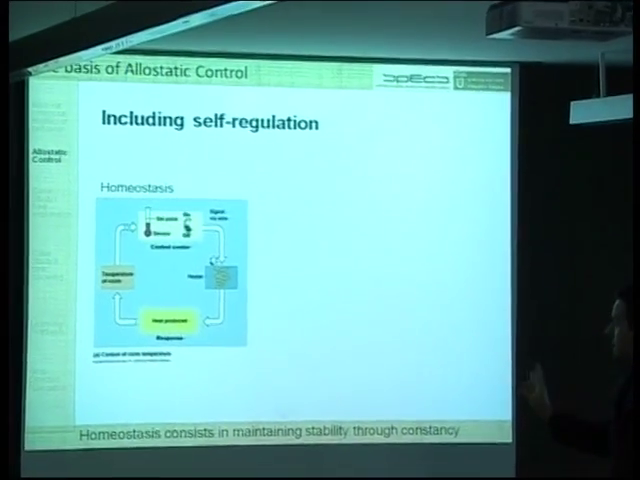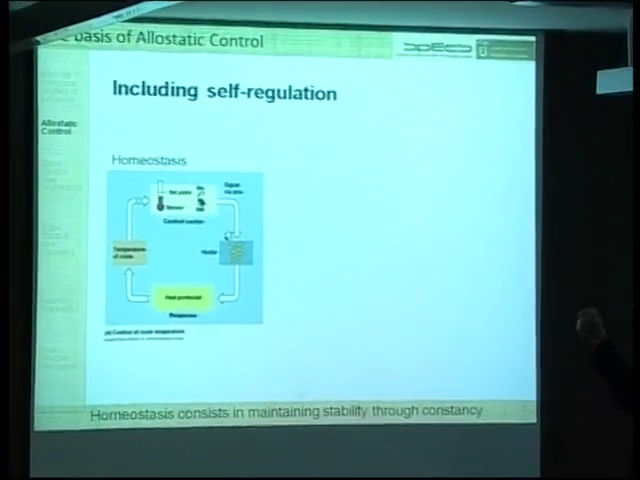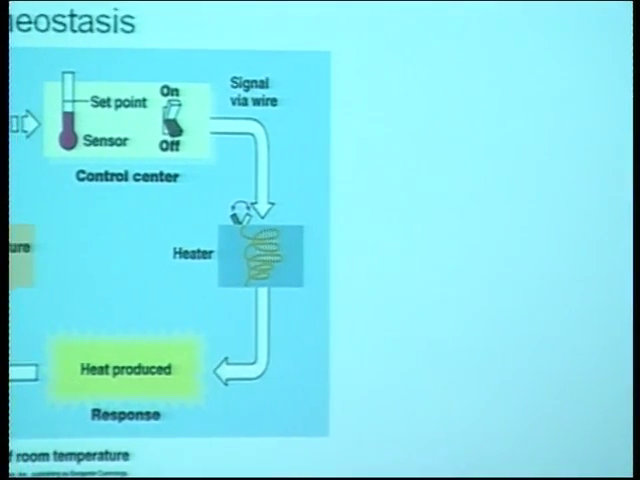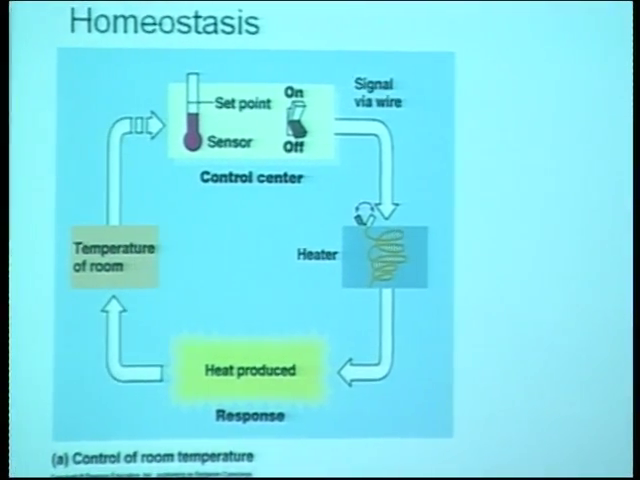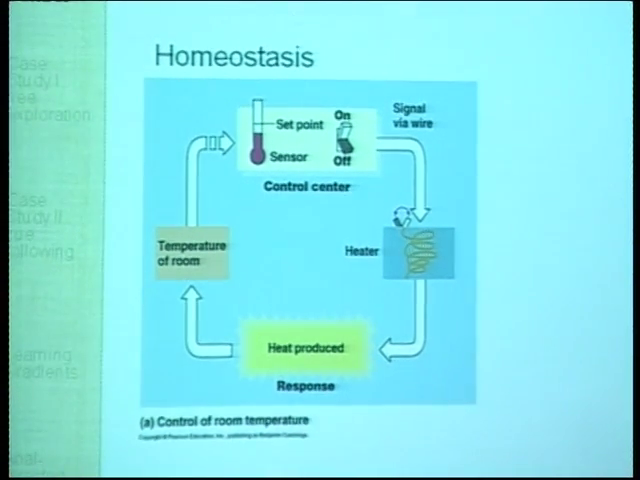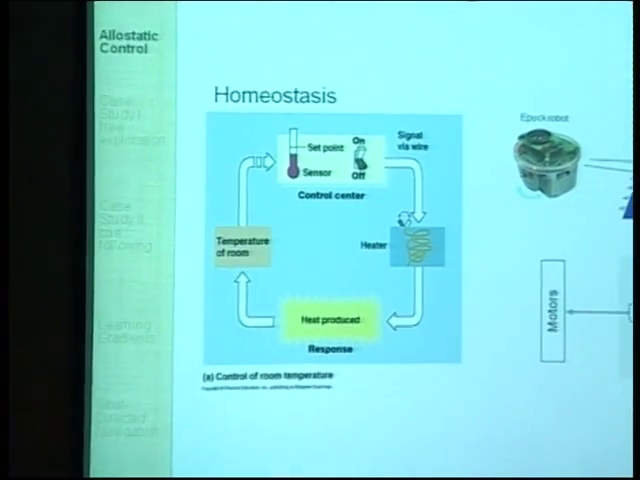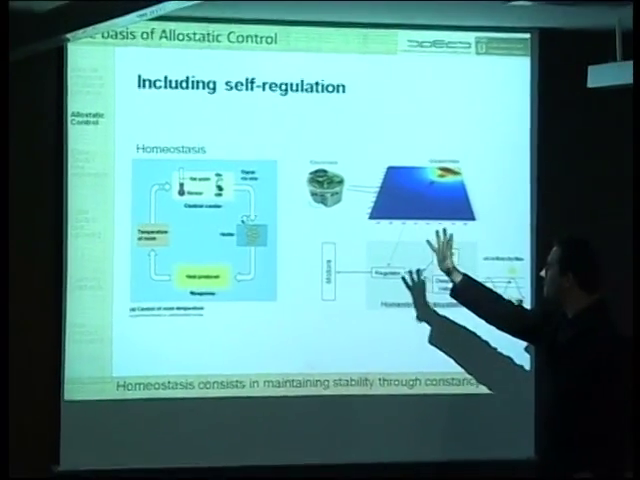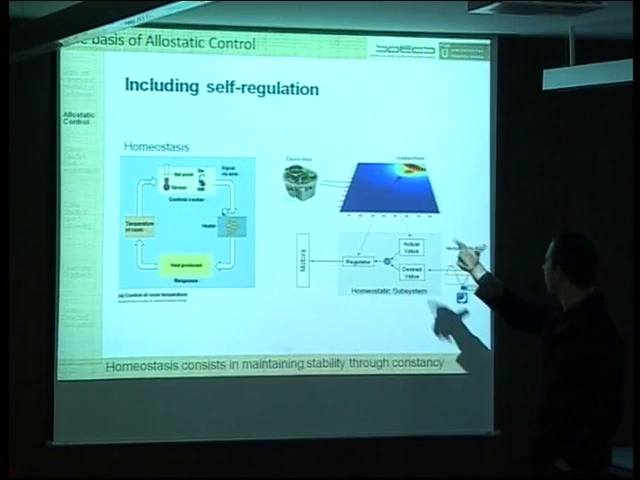As an example, we can take temperature regulation, in which the organism, by means of a regulator, so having some means of lowering or raising the temperature, tries to constantly stabilize it to the very same temperature. In this sense, we could say that homeostasis consists in maintaining this stability through constancy, trying always permanently to equilibrate that one variable.